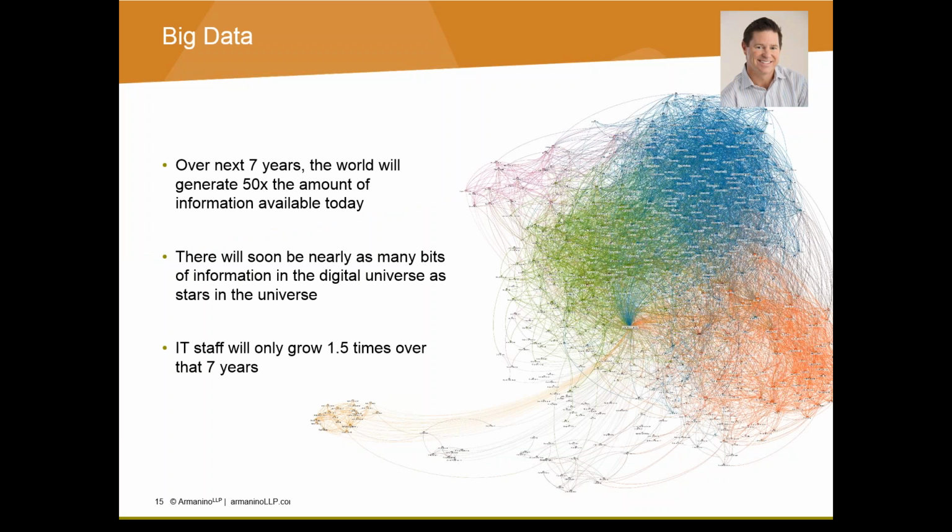There will soon be nearly as many bits of information in the digital universe as stars in the universe. And all the while, IT staff is planned to grow at less than 1.5 times. So we have data growing exponentially, although IT staffing for businesses is not planned to grow. And that's a pretty significant gap. And therefore, the challenge for CFOs comes from isolating the important data and ensuring that you're tracking the most important information when it comes to benchmarking and key performance indicators, or KPIs.